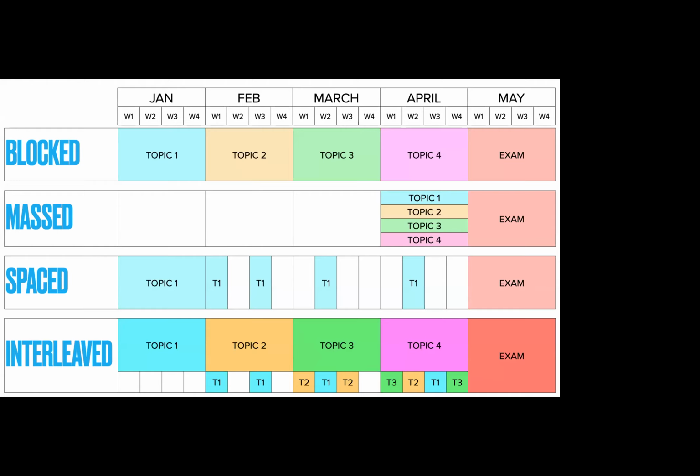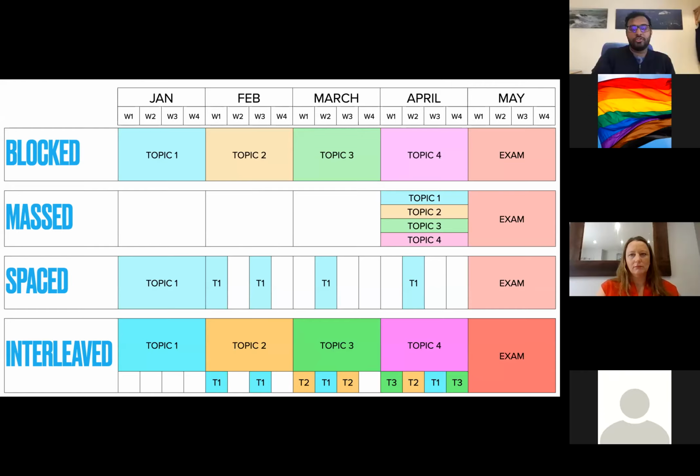And again, each review is a quiz. It's not reading notes, it's not reading a book, it's a quiz, it's a test, because that's going to force the students to think hard and retrieve that information, retrieve that knowledge, rather than just reading something and nothing really going in.